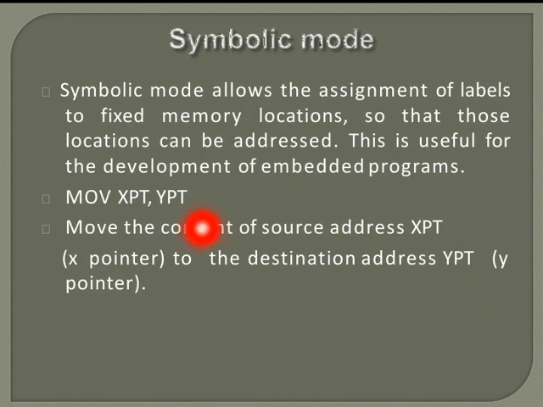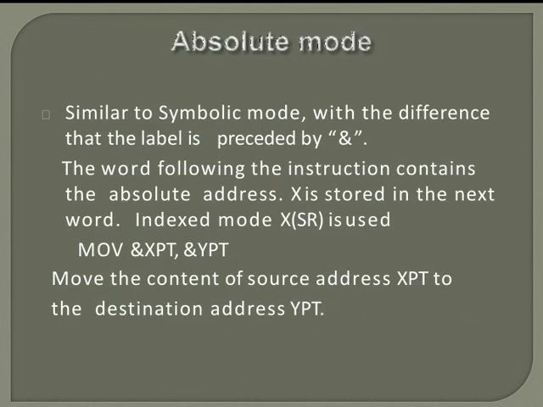Next is symbolic mode. Symbolic mode allows you to assign labels to fixed memory locations so that those locations can be addressed. This is very useful in developing embedded programs. This is the format, MOV XPT, YPT. Whatever content is present at the source address XPT is moved to the destination address YPT.